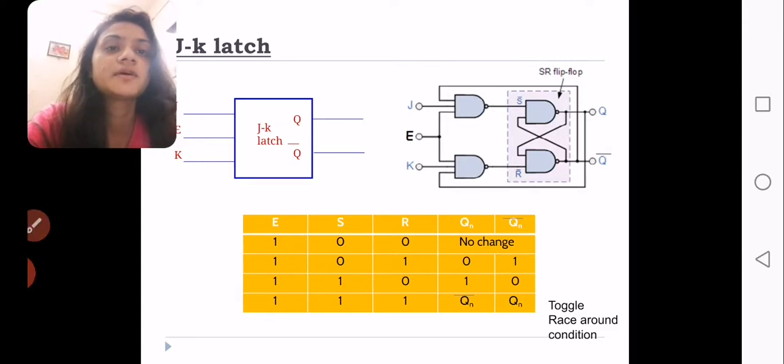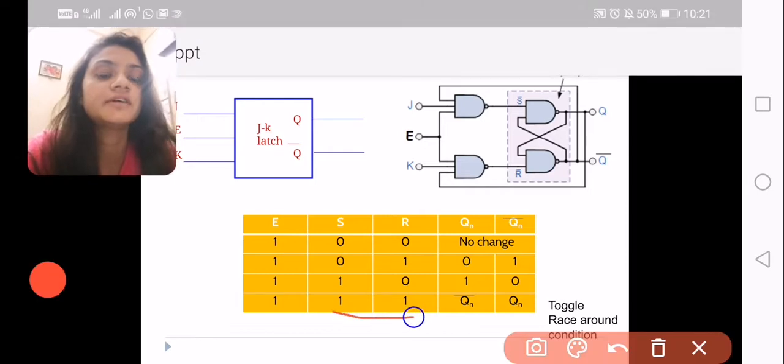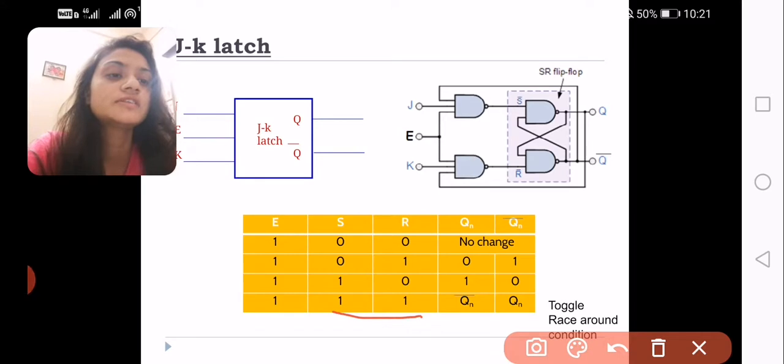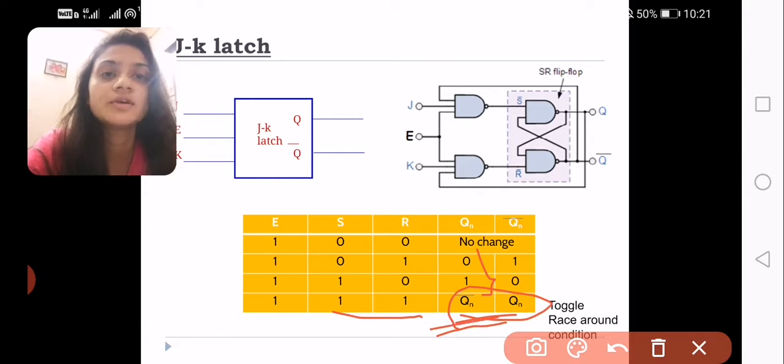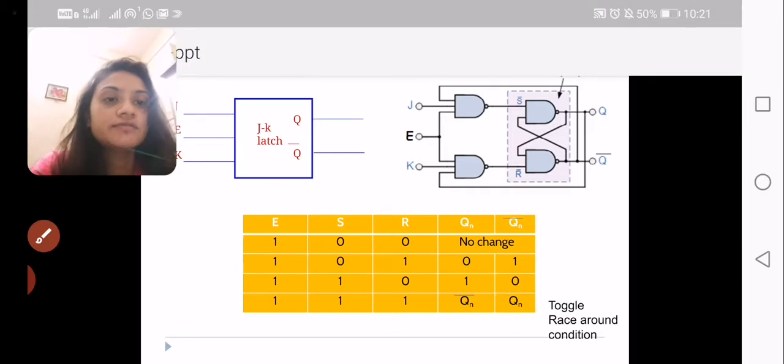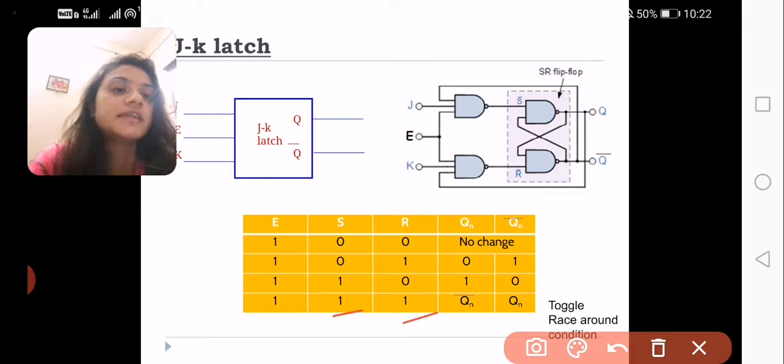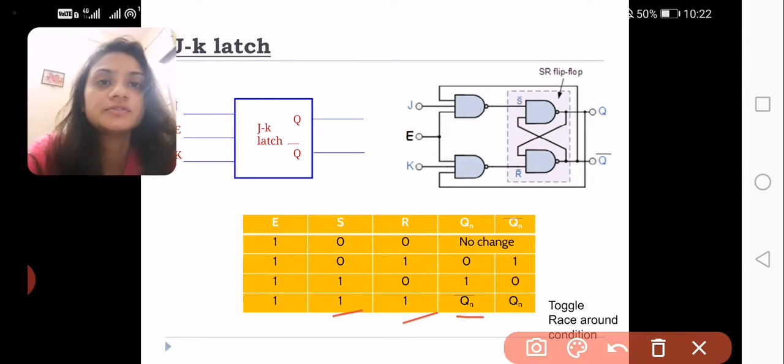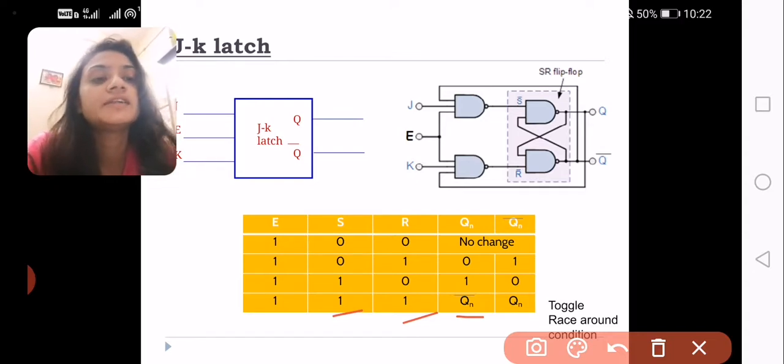JK flip-flop, JK latch. As I have told earlier, in the SR flip-flop there was a limitation that when S and R both are at 1 1, there was no output. Here that condition is overcome. All other data are the same, but this limitation of SR flip-flop has been overcome. As you can see, if the value of J and K is 1 1, you will get the output as Q bar, that means the complement of the previous output. So if the flip-flop had previously stored 0, you will get 1, and if it had stored 1, you will get 0.